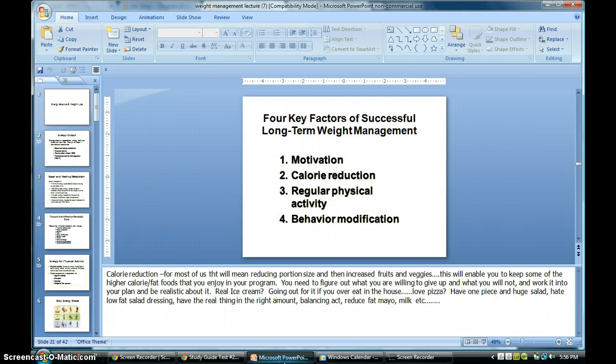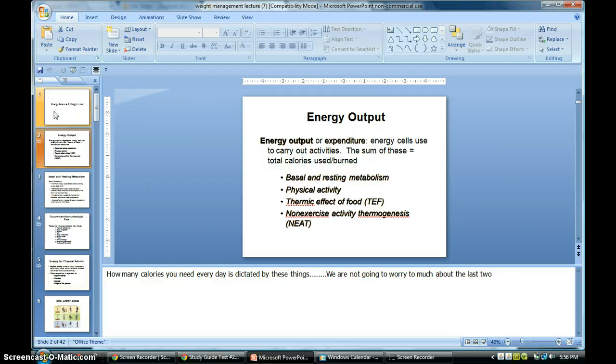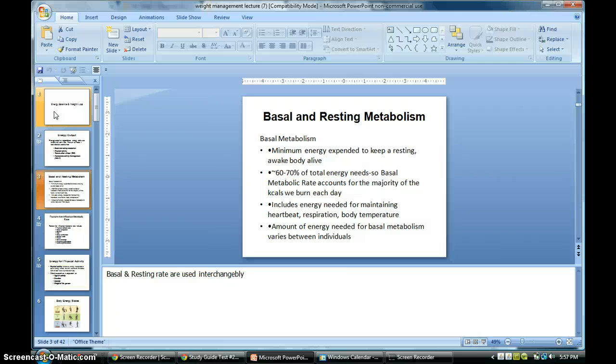Let's just go on to, I just want to make a couple of points here in energy balance and weight control. Energy output, these 4 categories here would equal 100% of output, or basically how many calories you burn in a day. The biggest contributor is going to be that basal and resting metabolic rate here. Essentially, for the purposes of this class, basal and resting are pretty much the same thing. And you can see here 60 to 70% of total energy is basal and resting metabolic rate.